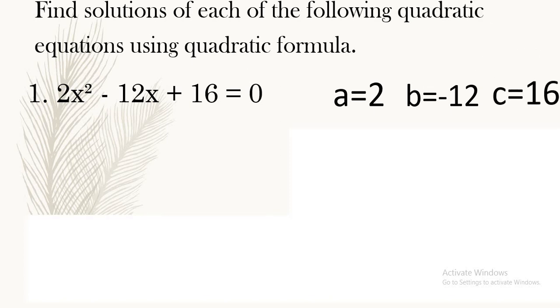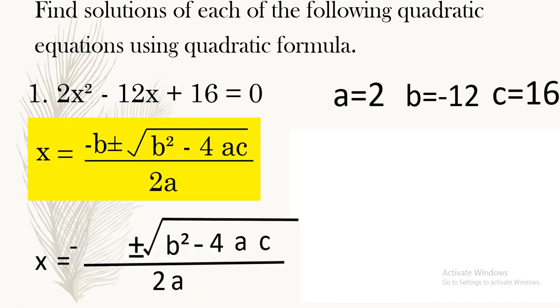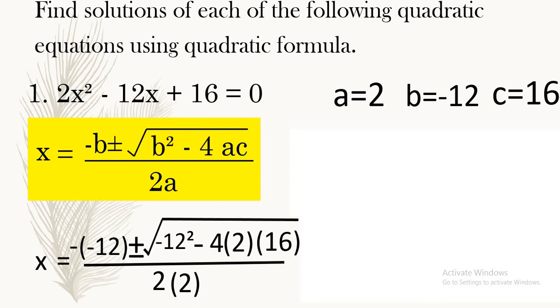Then write down the quadratic formula. x is equal to negative b plus or minus the square root of b squared minus 4ac divided by 2a. Then substitute the values. For b is negative 12, b squared is negative 12 squared, a is 2, c is 16, and a is again 2. Now simplify.